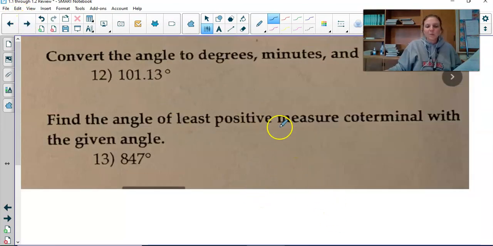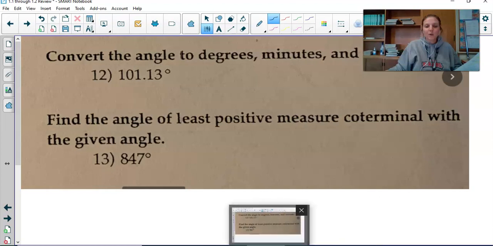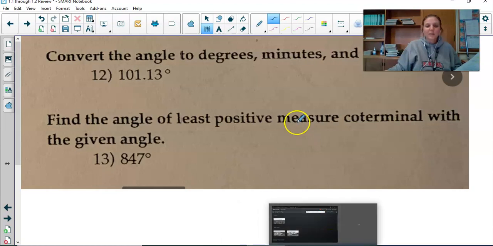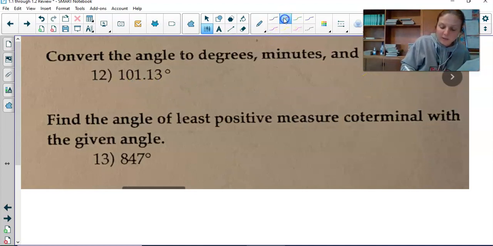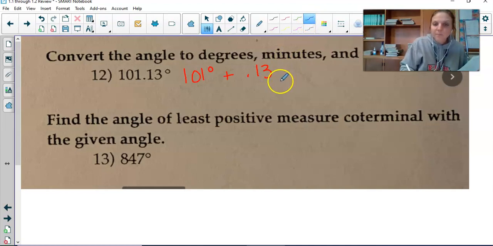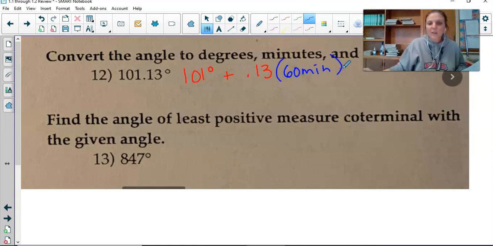Okay, in this one, I'm converting from decimals to degrees, minutes, seconds. So I'm going to bring out my whole degrees. I have 101 whole degrees, and I have 0.13 part of a degree. What we did when we did these was we multiplied by how many minutes are in a degree. So I'm going to go ahead and multiply this by 60.